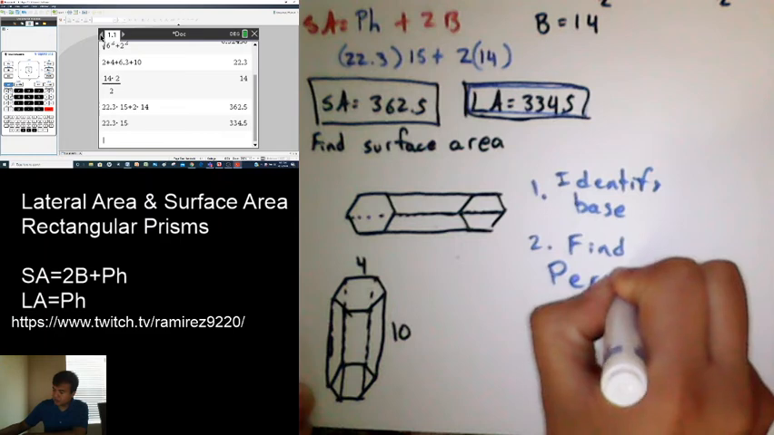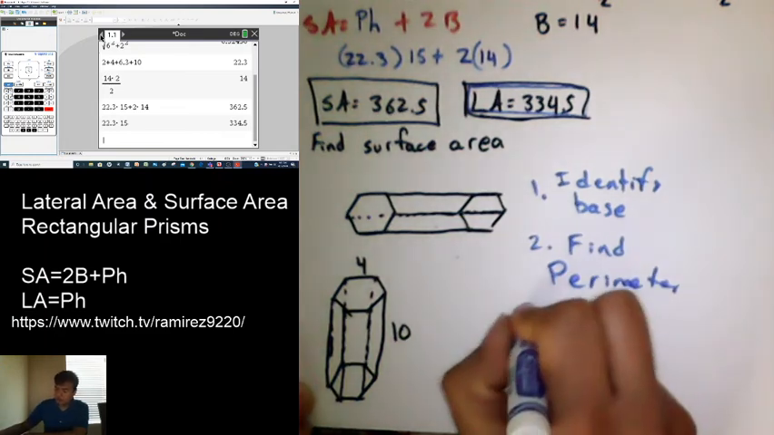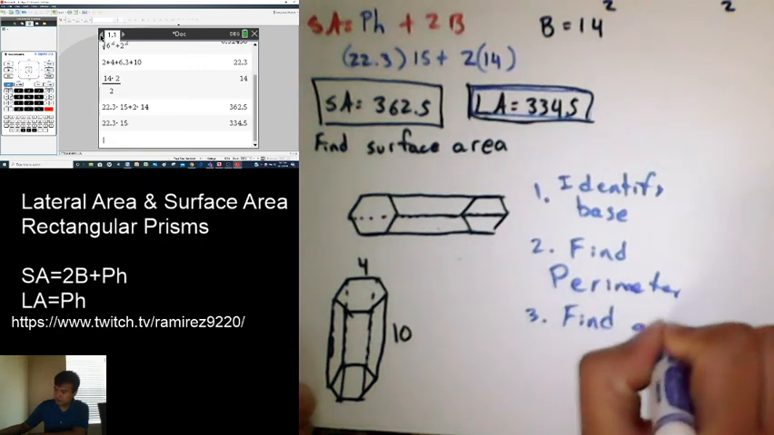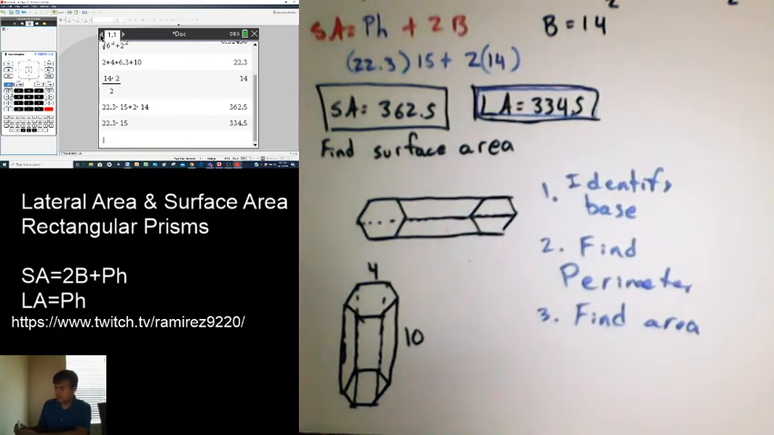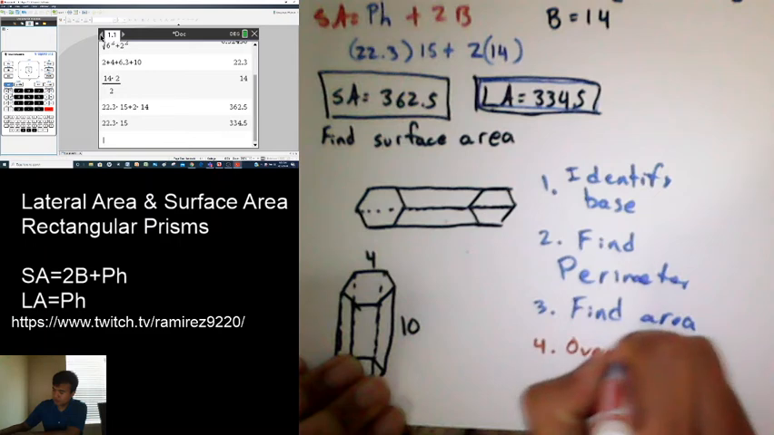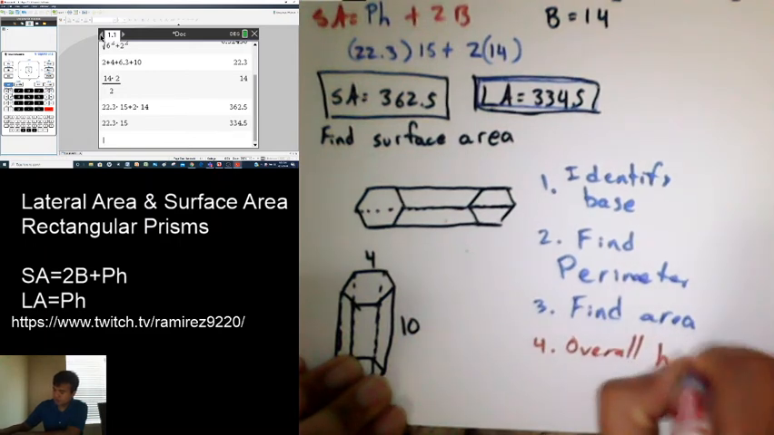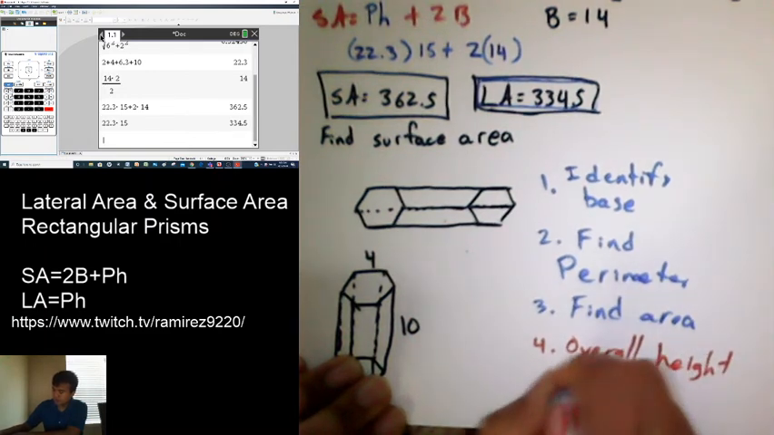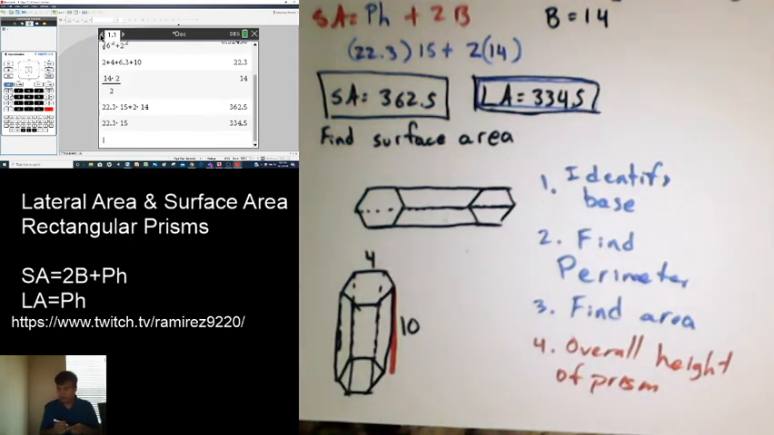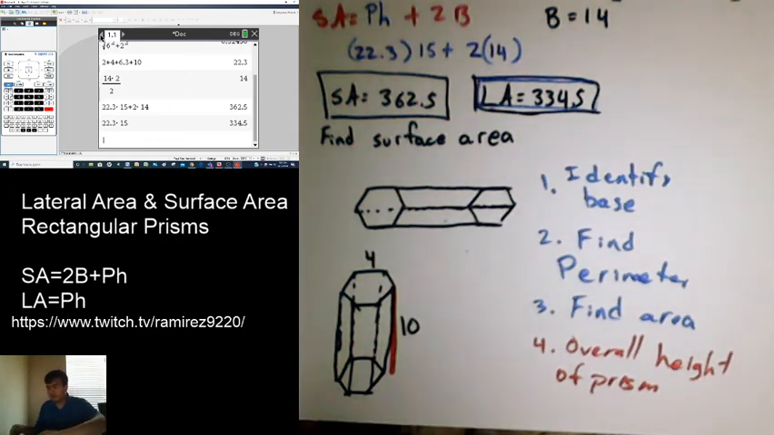And oops, it does not look like enough. You also want to find the area. Don't forget about the overall height. If you can find those little things, you just substitute and you're done. The formula is the same, pH plus 2b.